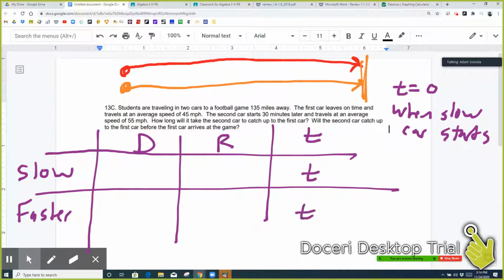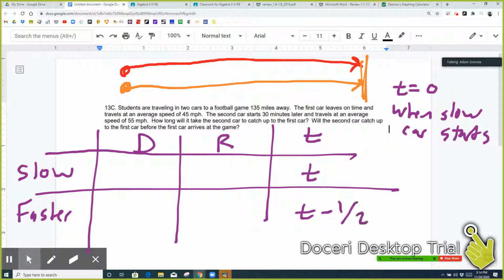You don't have to do it this way. You can make this be T and add a half an hour to that, because this has been traveling for a half an hour longer because it left 30 minutes earlier. But then T equals 0 would be when the faster car starts. So you just have to keep that in mind. You want to make sure you interpret this correctly.